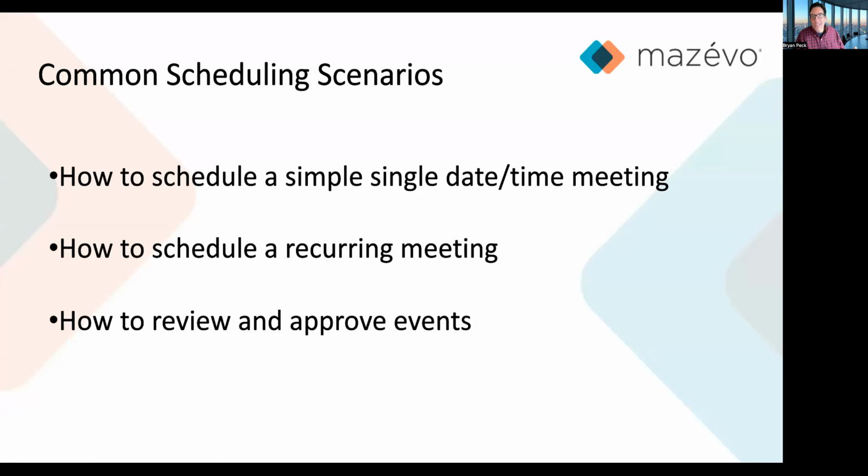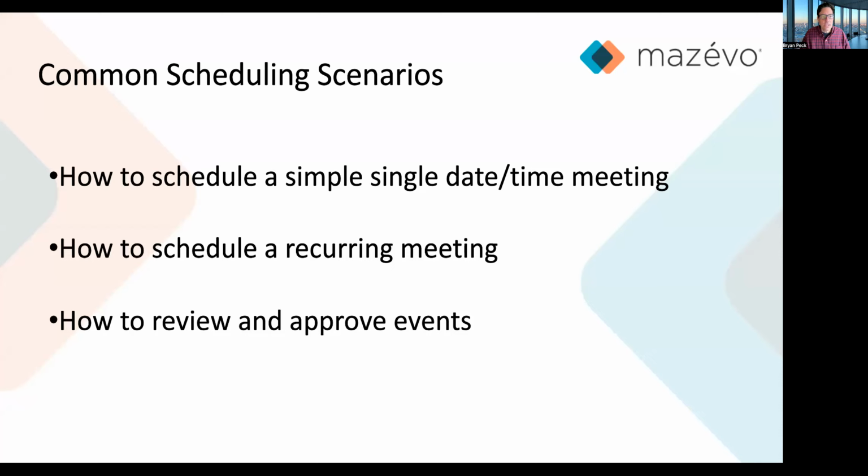First is how to schedule a simple single day time meeting. Then how to schedule something a little more involved, like a recurring meeting that happens every week. And the third one is how to review and approve events. So think of these as requests that come in for the space that you use there.